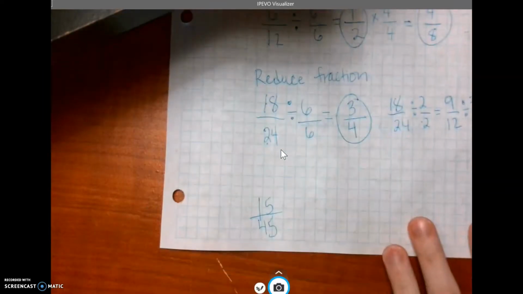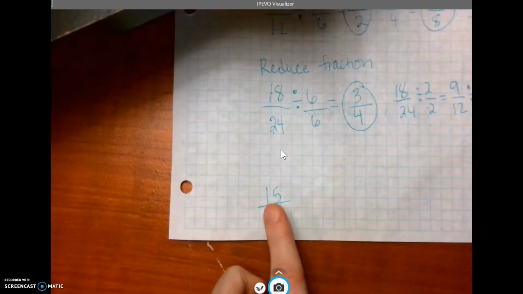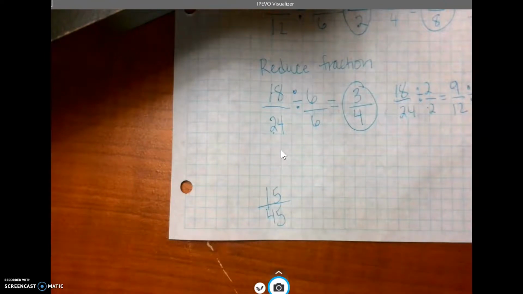Okay? We're going to try to divide 15 over 45. So look at your multiplication chart and see if you could, or think in your mind, what can I divide 15 and 45 by? I can't divide them by 2 because 5 is not an even number. So look at your multiplication chart and see if you can find what can I divide 15 and 45 by, and then try to reduce it. Pause the video and try it.